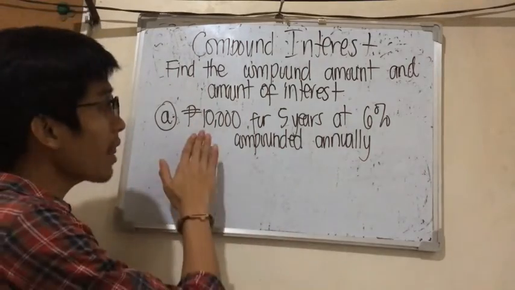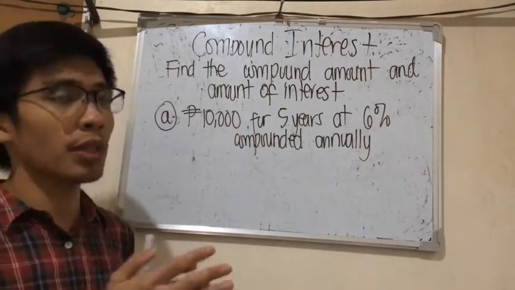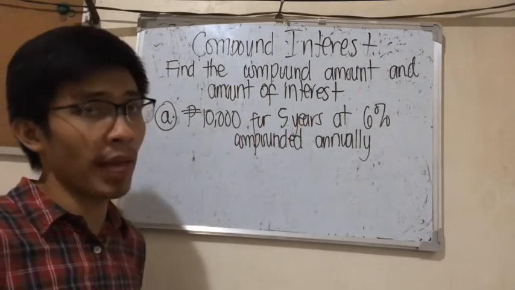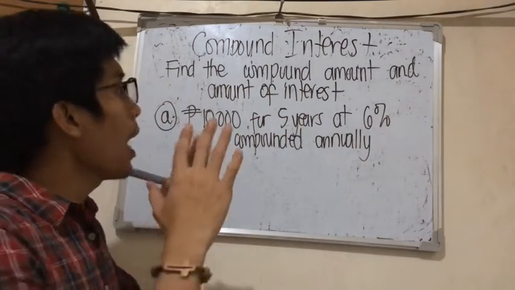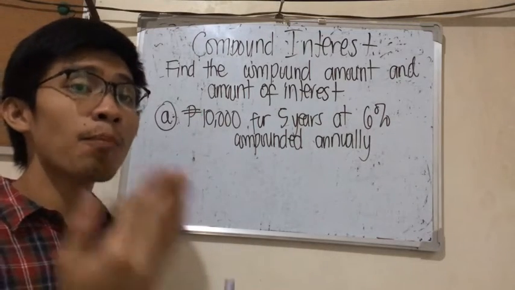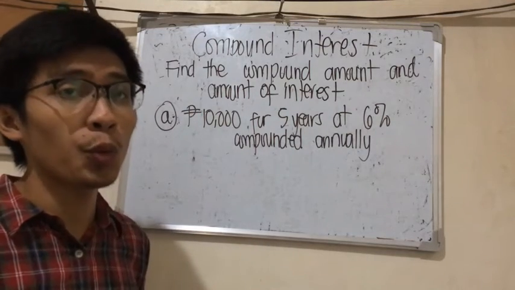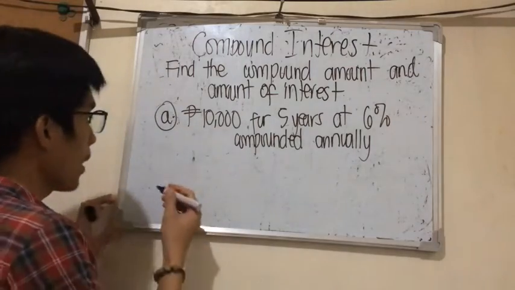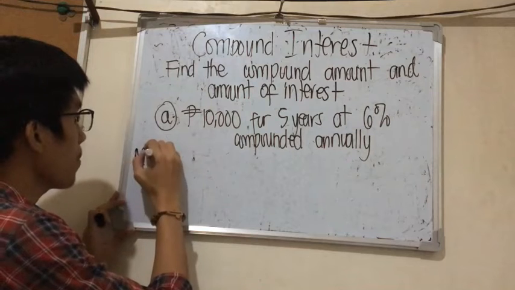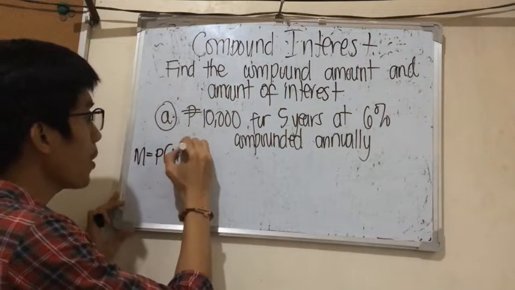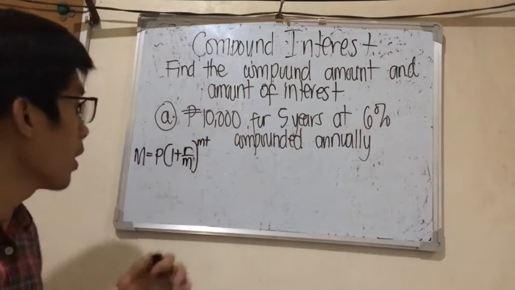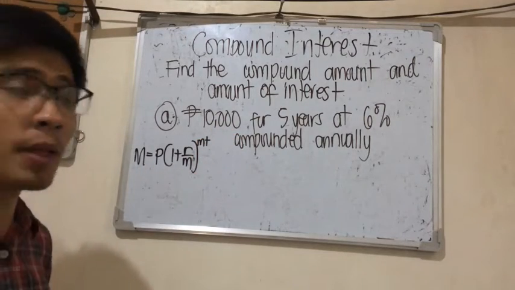I borrowed 10,000 for 5 years at 6% compounded annually. This is my problem. But before that, let's identify the important elements that we need in order to solve the problem. Take note that the formula is M is equal to P times (1 plus R over M) raised to the power of MT. Do we have P here, or the principal amount?